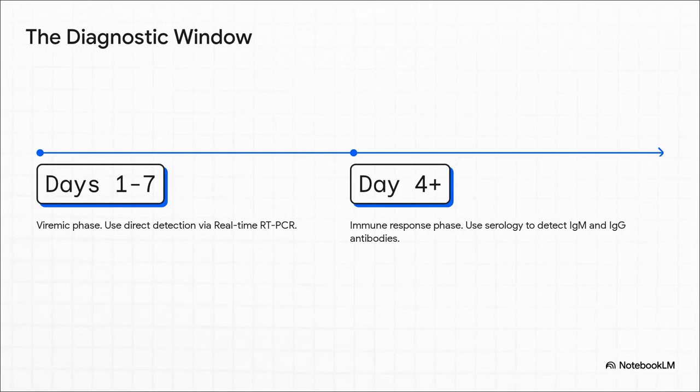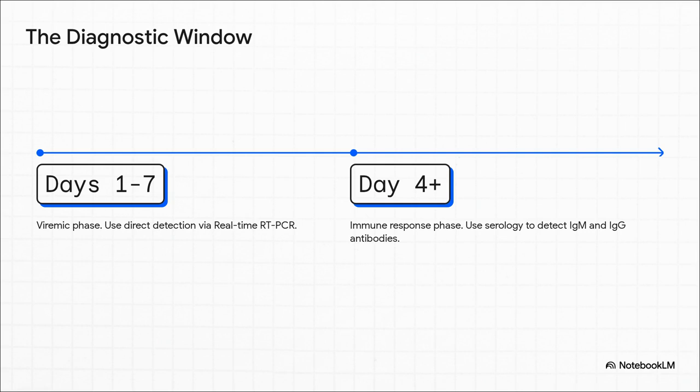The diagnostic strategy here follows a really clear 2-phase timeline. Think of it like this. In the first week, when the patient is in that acute viremic phase, the only way you're going to find the virus is by looking for it directly. Your method of choice is a real-time RT-PCR on serum or plasma. Simple as that. But after about day 7, that viremia just drops off a cliff.